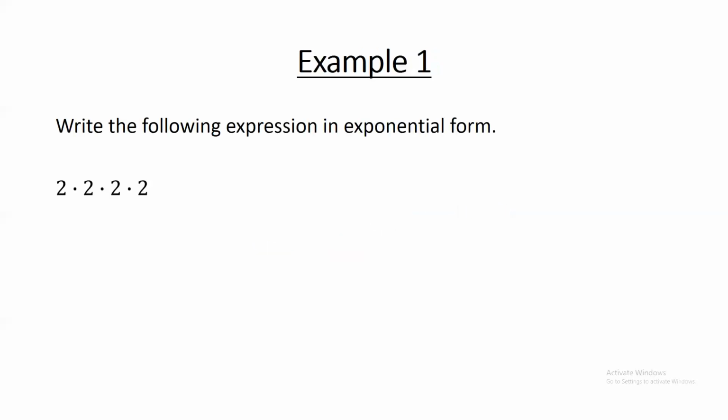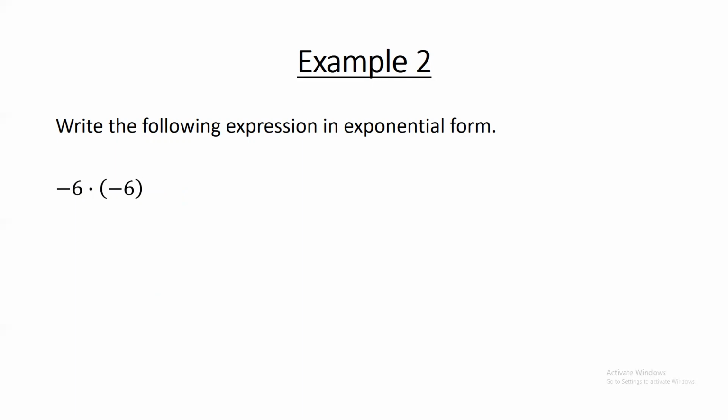So looking at our first example, we have 2 times 2 times 2 times 2. How would we write this in exponential form? Well, the number that we keep repeatedly multiplying by itself is 2, so that's our base. We have 1, 2, 3, 4 of these 2s, so the power is 4. So 2 to the power of 4.